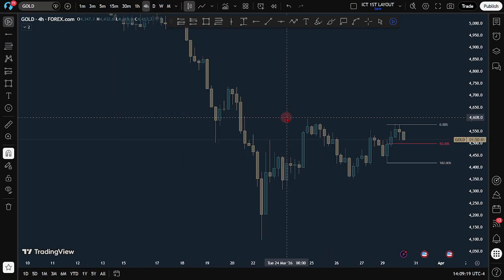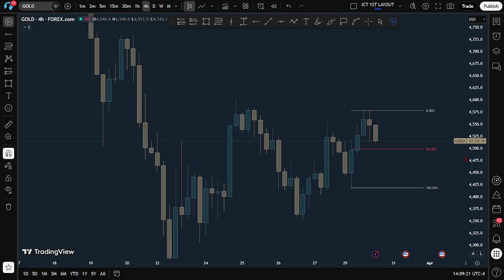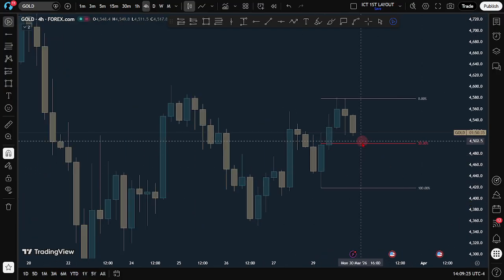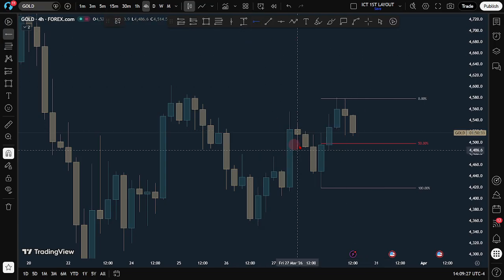you go to what? The 4 hour, and you mark out what? Liquidity levels. Okay, so you mark out your liquidity levels on the 4 hour, you mark out liquidity levels on the 1 hour. Sorry, the 4 hour and the 1 hour.